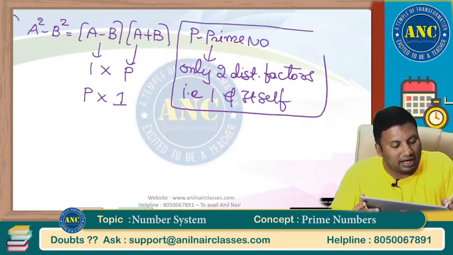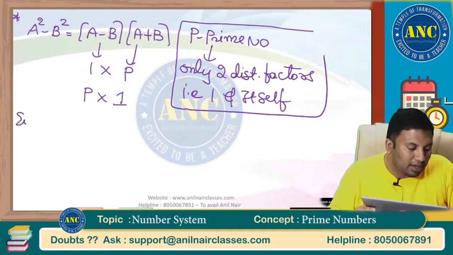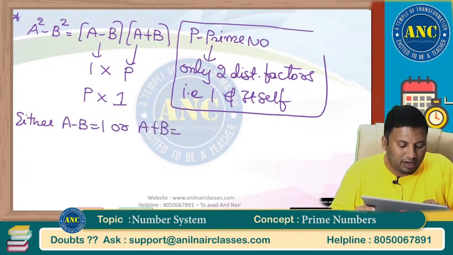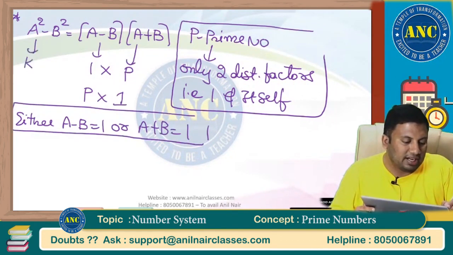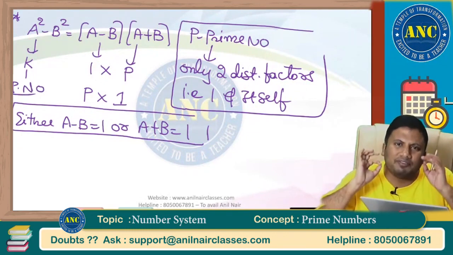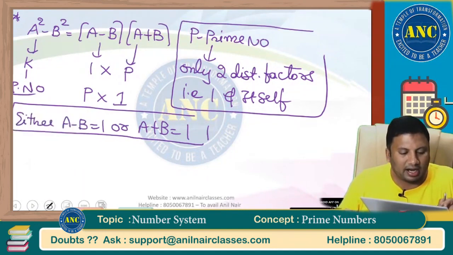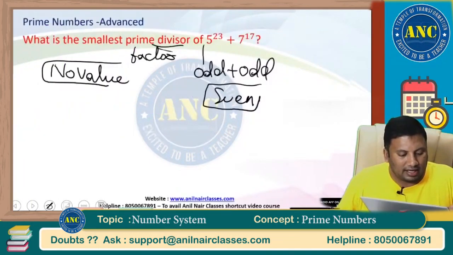So in case you are writing any number as a square minus b square, either a minus b should be 1 or a plus b should be 1, for the left hand side to be a prime number. Is the idea clear? Why? Because every prime number has only two distinct factors, 1 and itself. Either a minus b can be 1 or a plus b can be 1. Let us see this question.